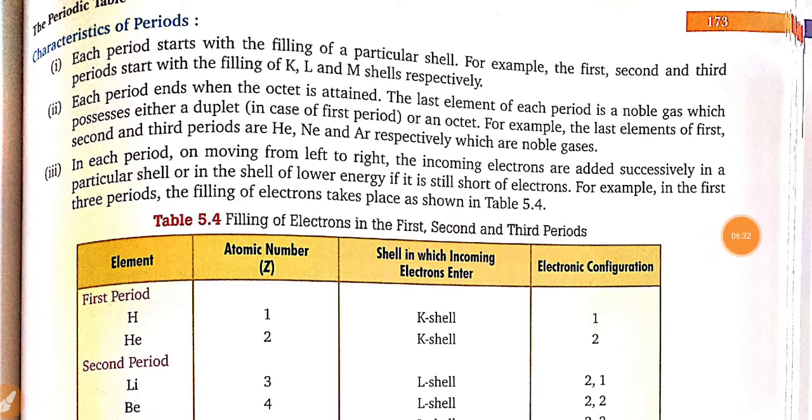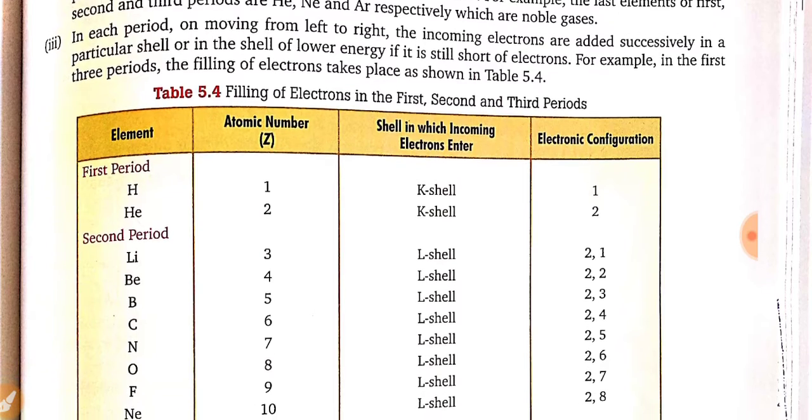In each period, on moving from left to right, the incoming electrons are added successively in a particular cell, or in the cell of lower energy, if it is still short of electrons. For example, in the first three periods, the filling of electrons takes place as shown in table 5.4.